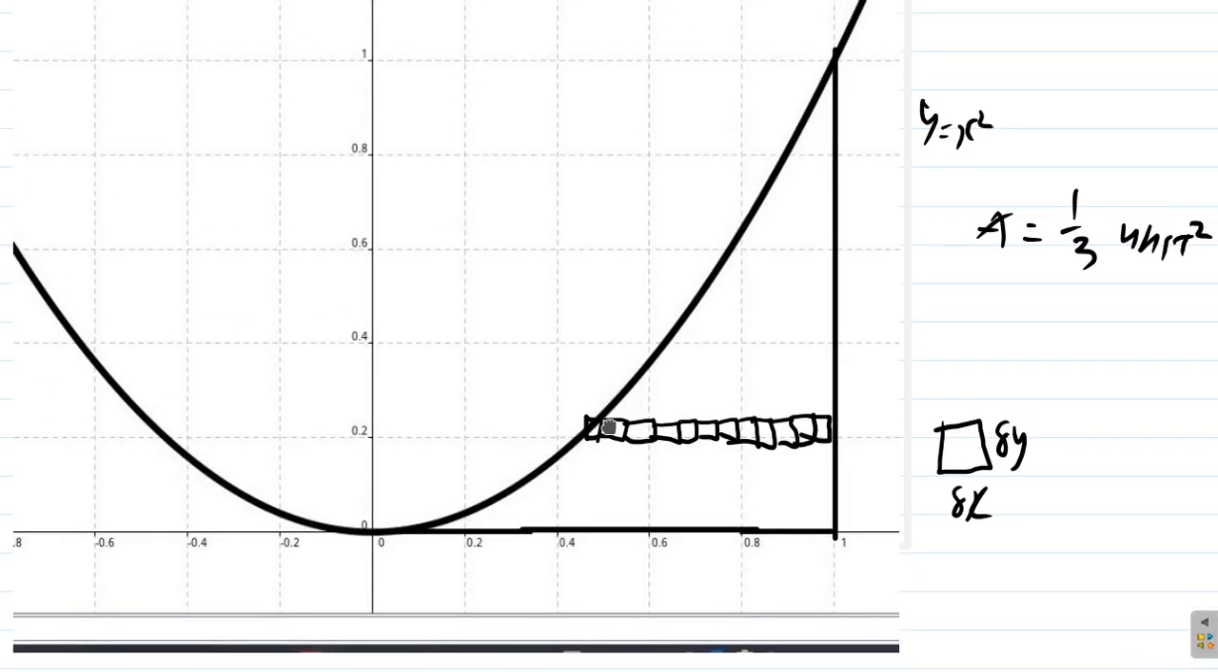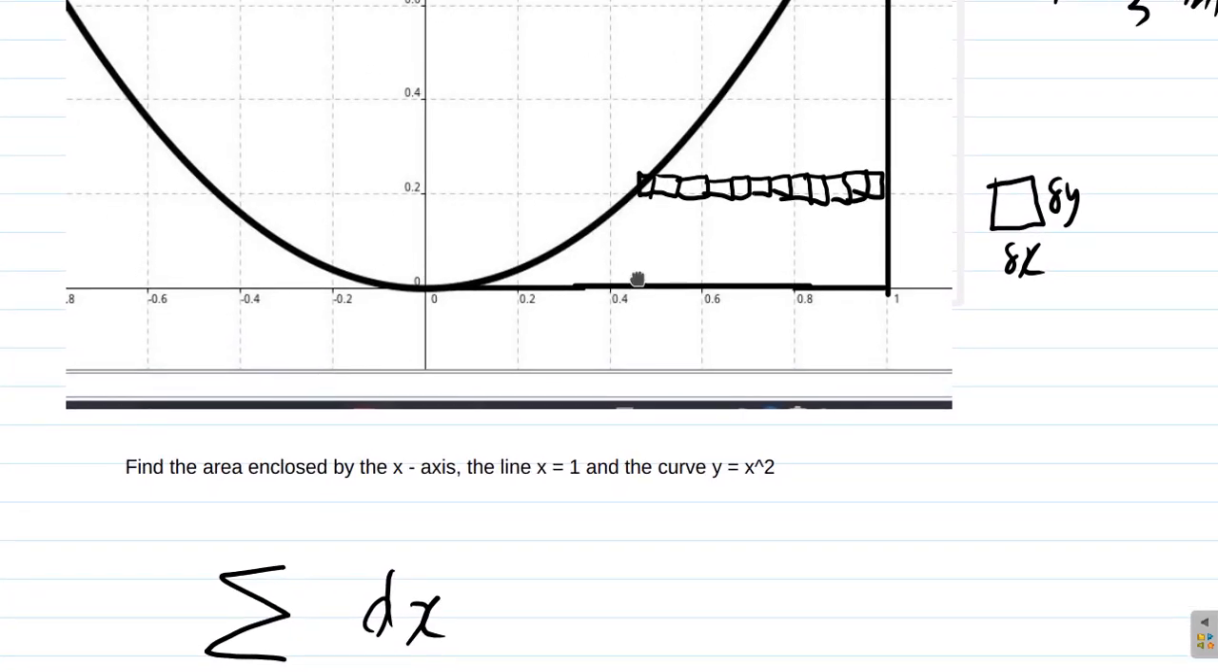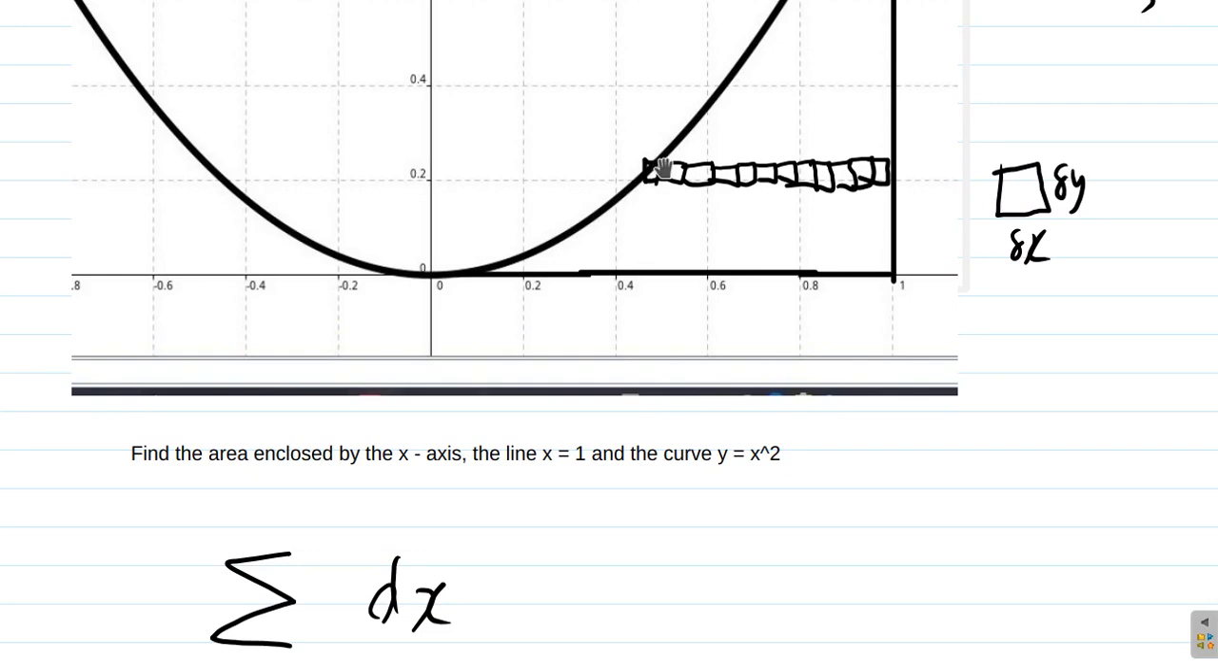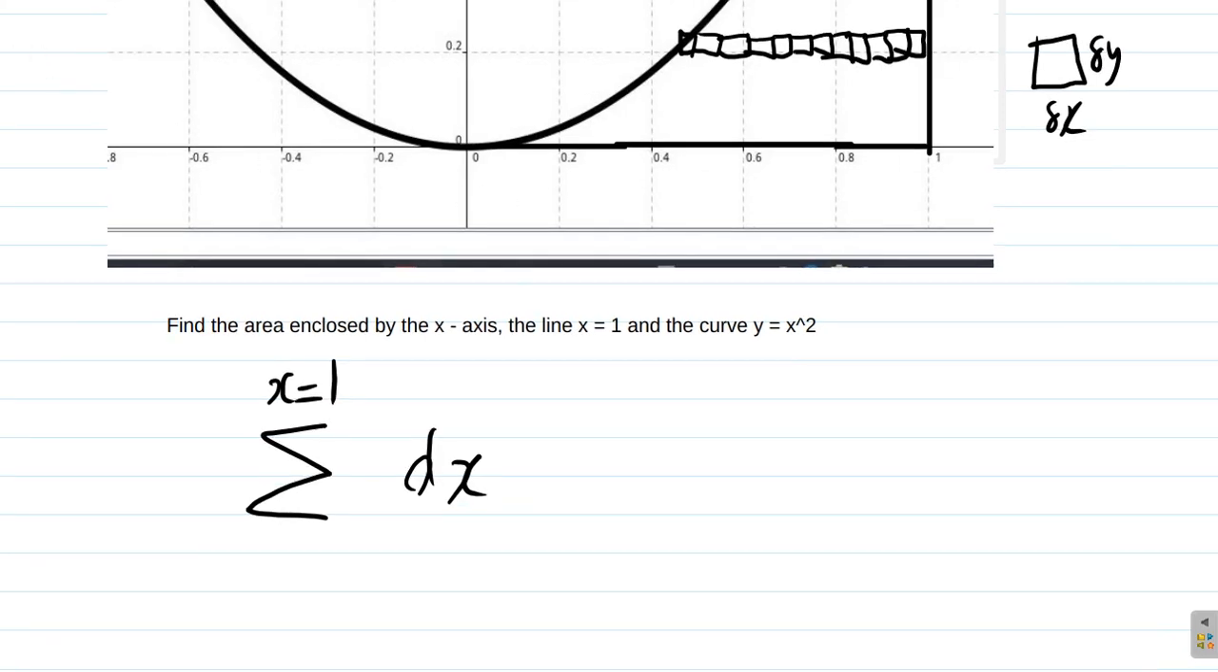Now remember, you'll be starting from the curve towards this line x equals 1. So you're reaching to x equals 1. But where do you start? It is going to be x equals something.